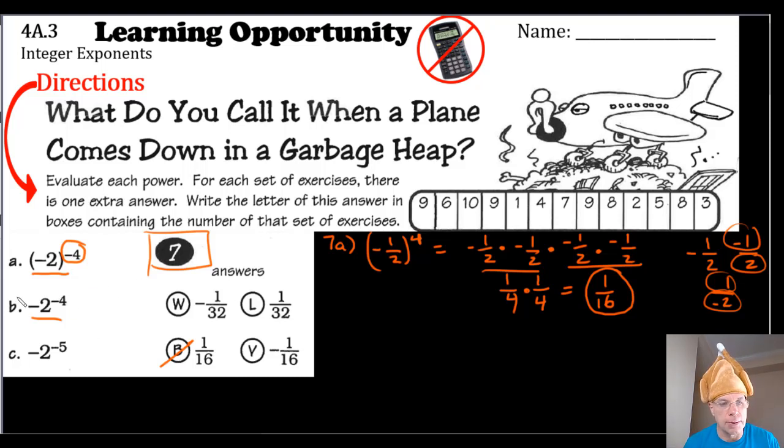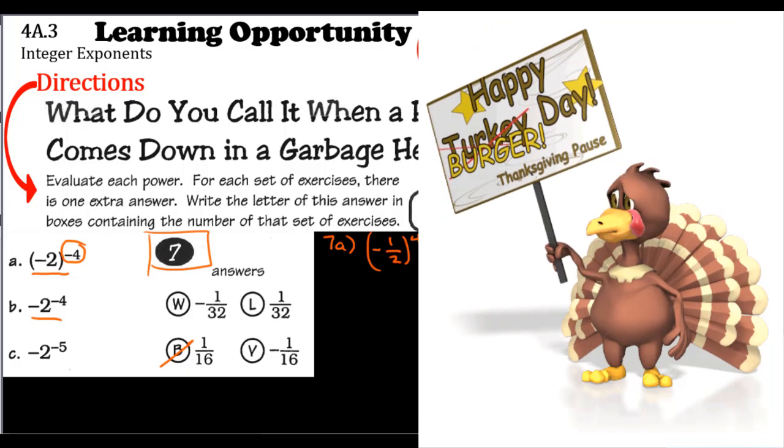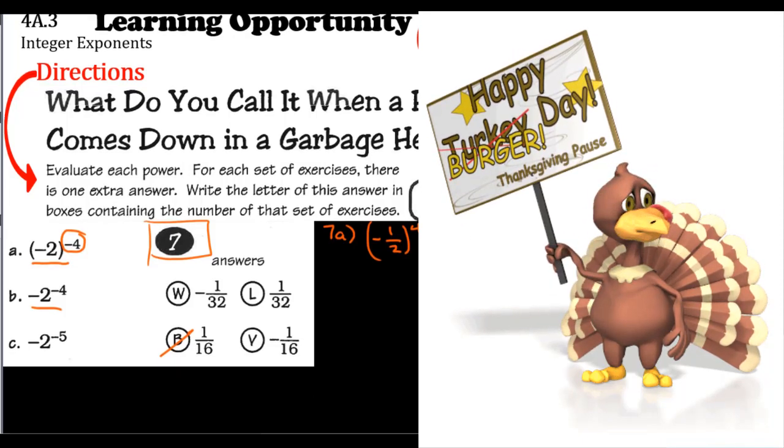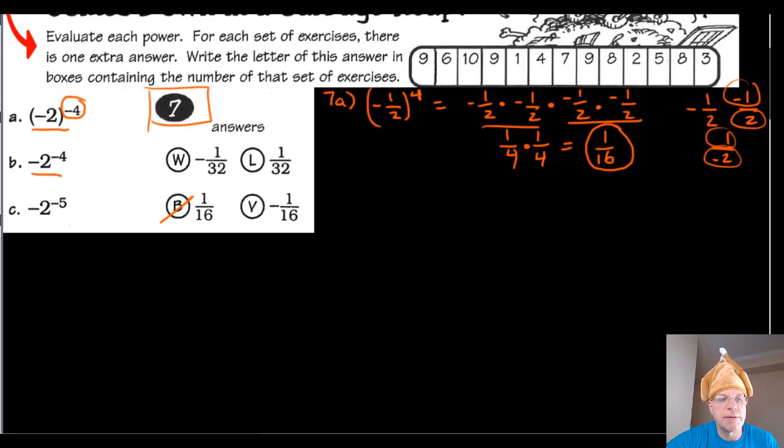I'd like you to try 7B and 7C on your own during the pause, and then come back and see how you did. Paused. 7B will demonstrate the big difference between the one we just did and problems like this, because 7b actually says the opposite of +2 to the -4th power. So in this case, the base for this exponent is positive.